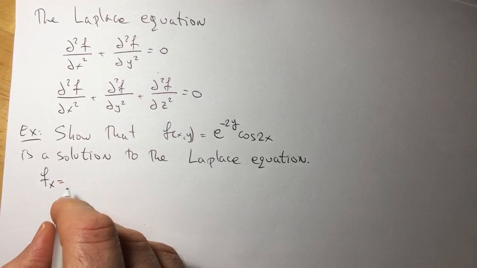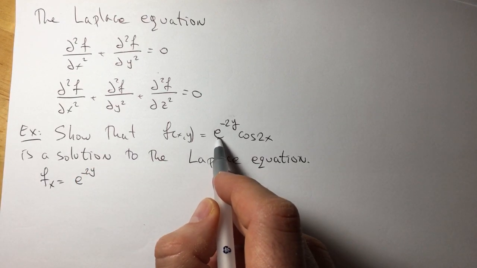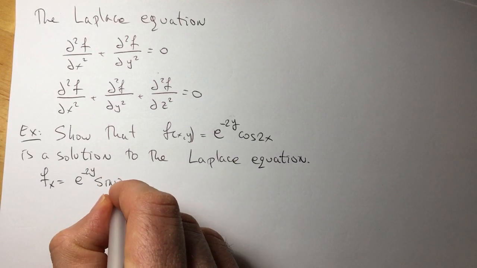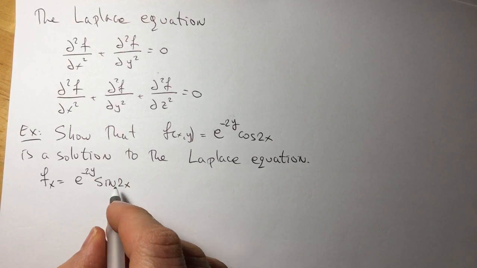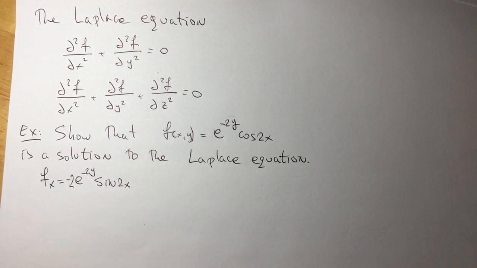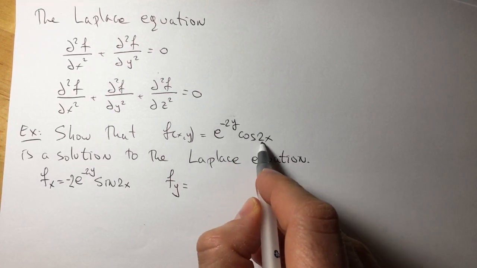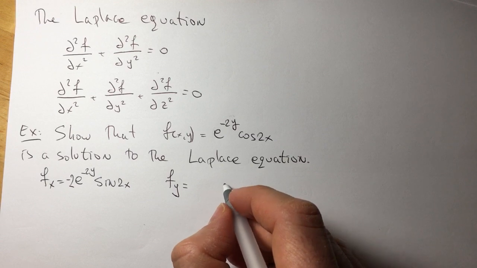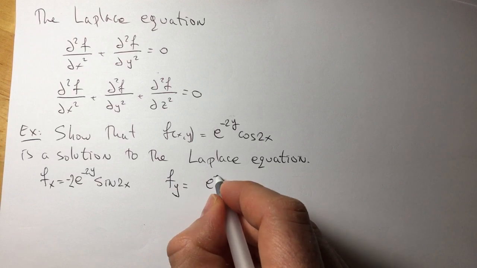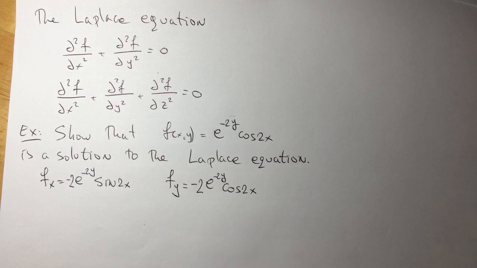Partial f partial x is equal to e to power negative 2y. This one doesn't depend on x, so it's being treated as a constant. Times, this one depends on x, so derivative of cosine of 2x is negative sine of 2x times derivative of 2x, which is 2, so negative 2 e to power negative 2y sine of 2x. Partial f partial y, this here is a constant, right, because it doesn't depend on y, cosine of 2x, and here I have derivative of e to power negative 2y is e to power negative 2y times the derivative of negative 2y, that's negative 2, okay?